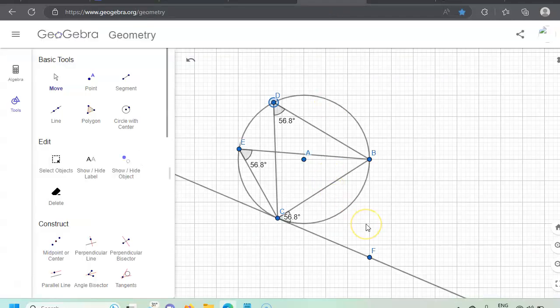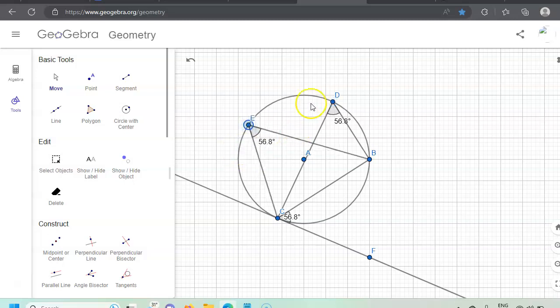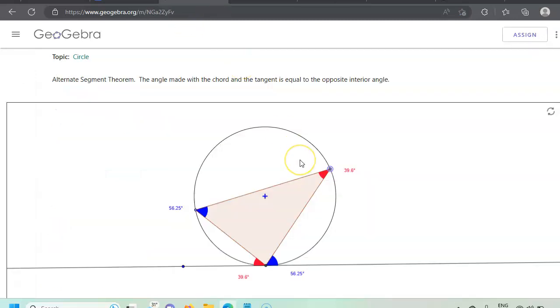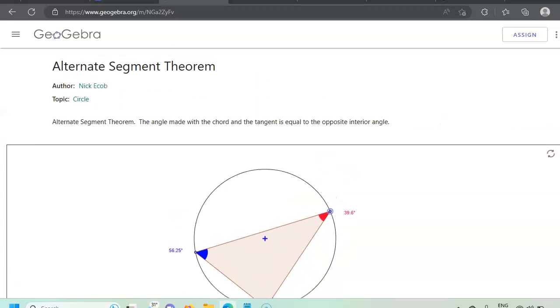So in our GeoGebra demo, the angle formed with the chord CB and the tangent line CF measures 56.8. It will always be equal to any angle formed at the alternate segment. Alright, so let's enjoy the narrative of this theorem more using some GeoGebra creations here. Credit to Nick Echo.